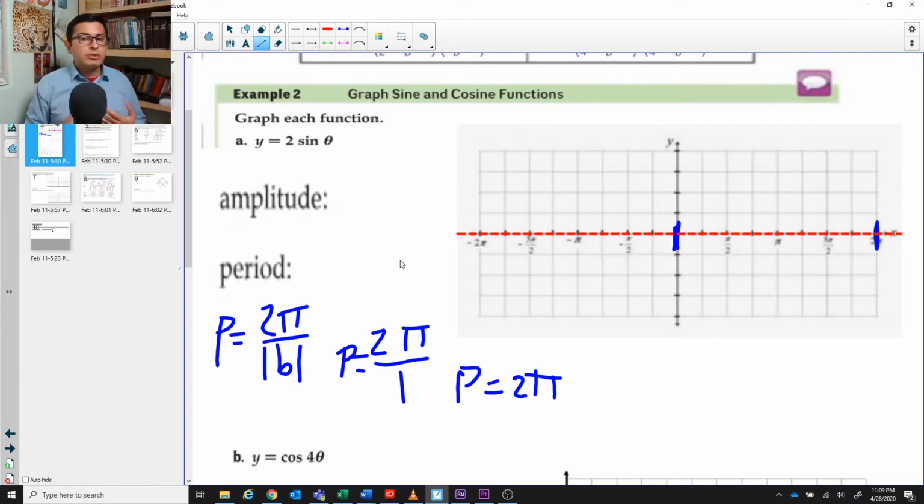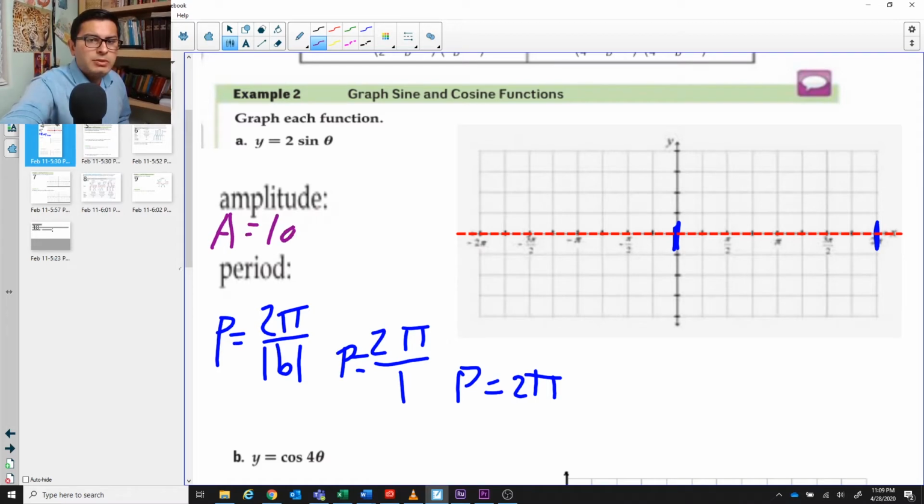I now need to know where is the top and where is the bottom of this graph. The way that I figure out my top and the bottom is with my amplitude. So my amplitude, if we remember, is just going to be the absolute value of A. Now my A value is 2, so therefore my amplitude is going to equal 2. The amplitude is how far off of the midline it goes at the top and the bottom.